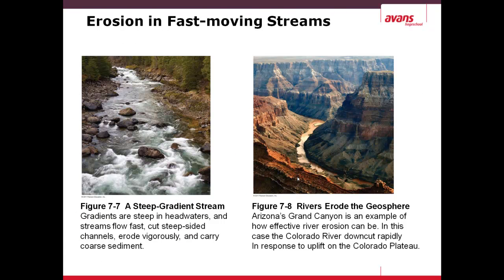Erosion is quite fast in fast-moving streams. So a headwater, which is the beginning of a river, is quite commonly fast, and they cut steeply into the channels. Arizona's Grand Canyon is an example of how effective erosion can be. In this case, you see the Colorado River cutting into the Colorado Plateau.